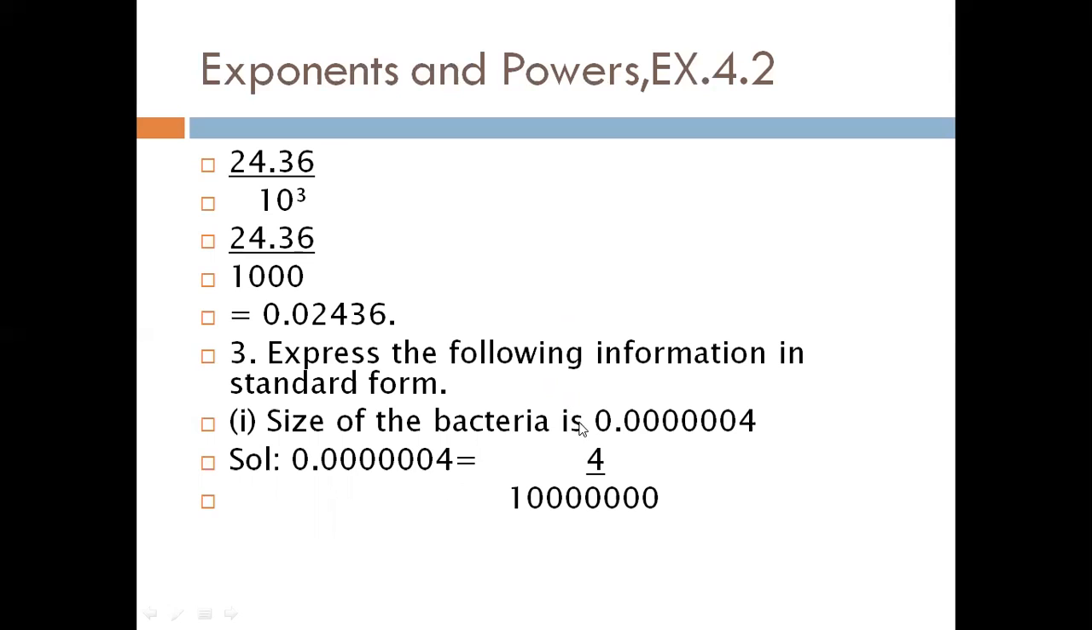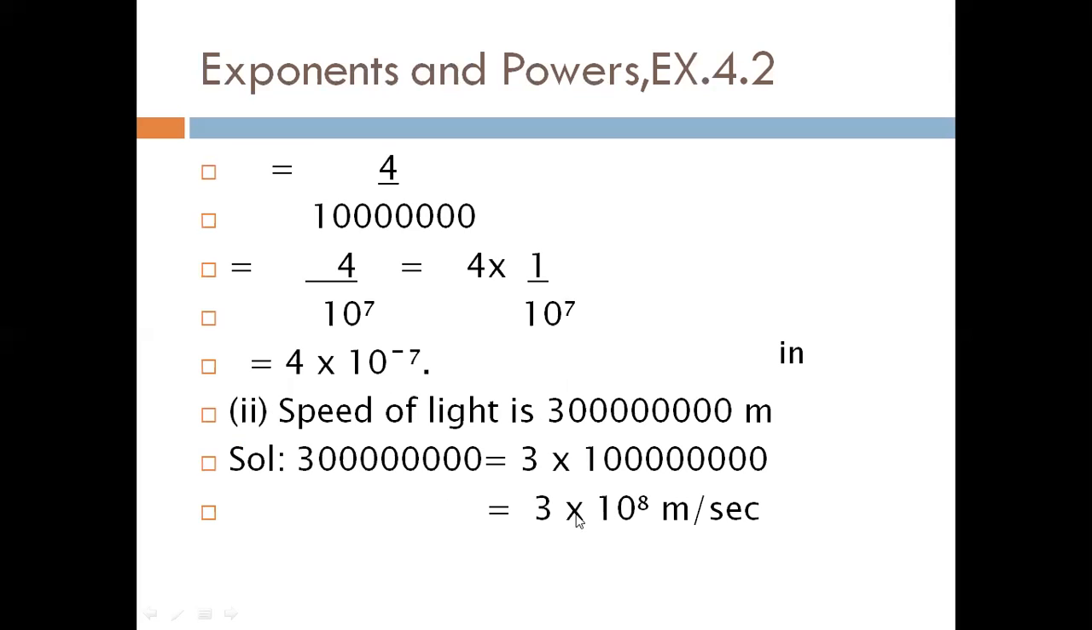Now, third question. Express the following information in standard form. Size of the bacteria is 0.0000004. So how to convert this into standard form? This is the usual form. You have to convert this into standard form. First, we can write this as 4 by 1, and after the decimal, count how many digits are there along with 4 and keep that many zeros. So 4 by 1 followed by 7 zeros. Now we can write the same thing as 4 by 10 power 7.